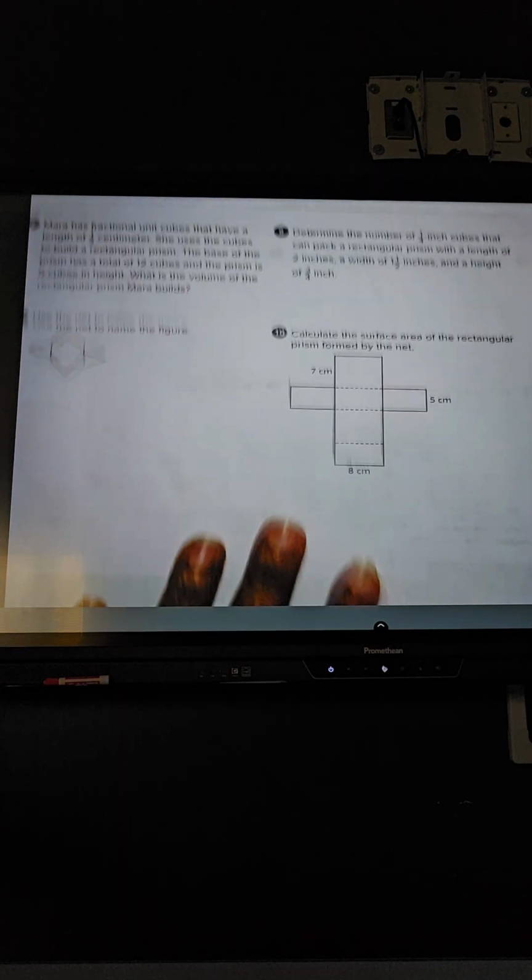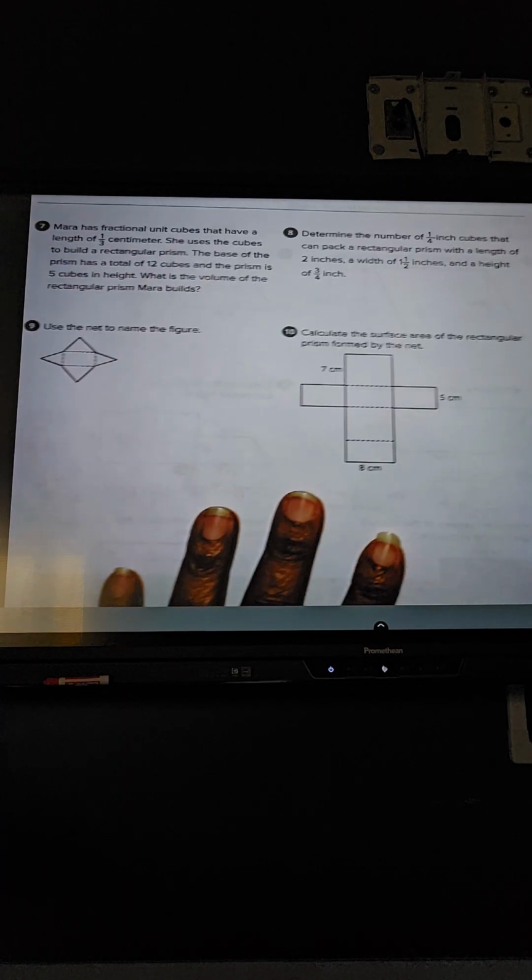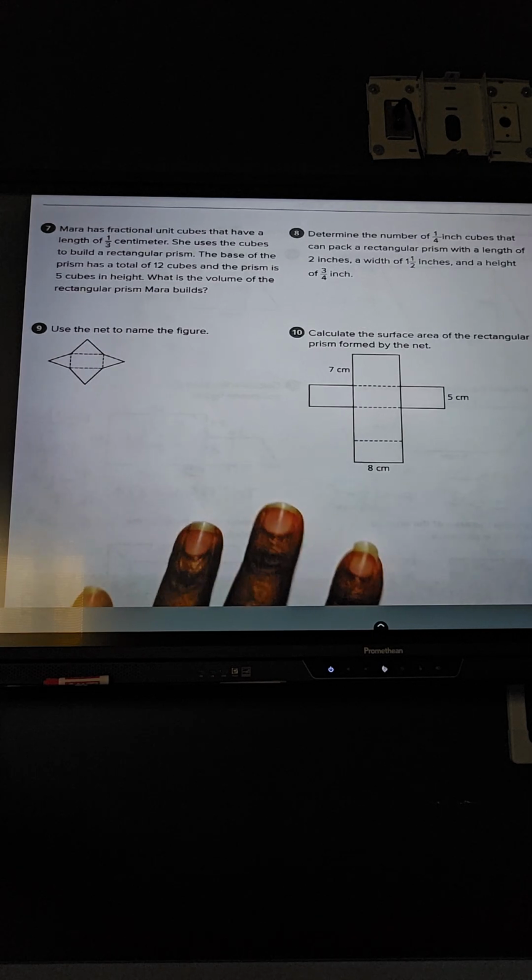Take a look at number 7. Mara has fractional unit cubes that have a length of 1/3 centimeters. She uses the cubes to build a rectangular prism. The base of the prism has a total of 12 cubes, and the prism is 5 cubes in height. What is the volume of the rectangular prism Mara builds? Okay?